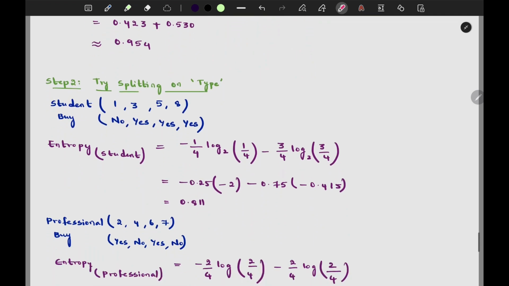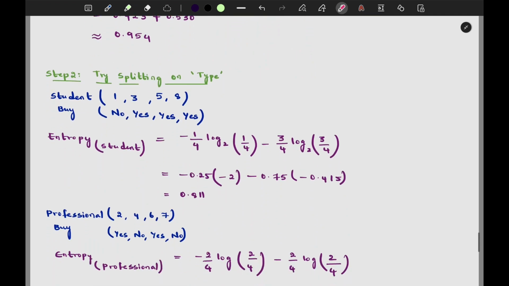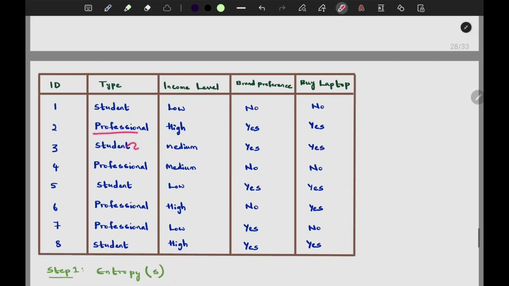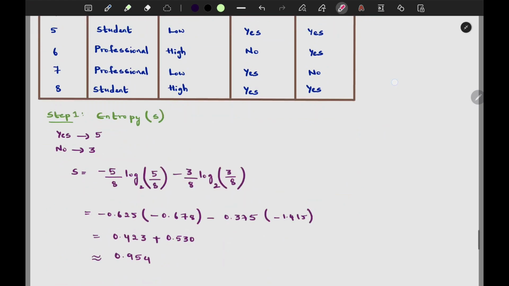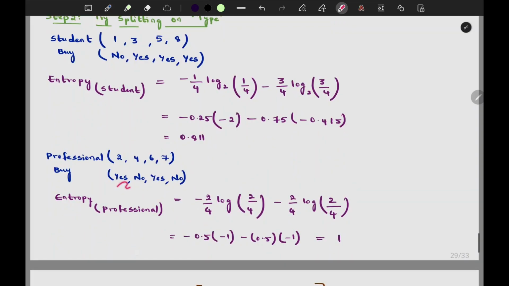Okay, now I need to calculate even for professionals also. If you see the IDs which are professional, like 2, 4, 6 and 7, you also see yes, no, yes and no. So there are 2 yes values and 2 no values. Now the entropy of professional: the probability of positive class is 2 by 4. So minus 2 by 4 log 2 by 4, and again the no is also similar, which is 2 by 4, 2 by 4 into log of 2 by 4. I got this value as 1.